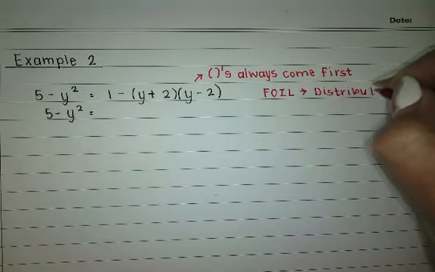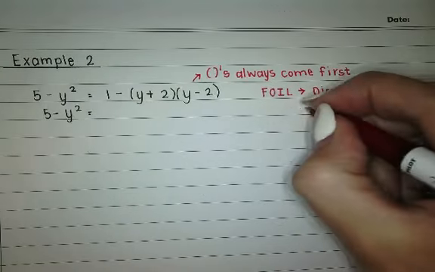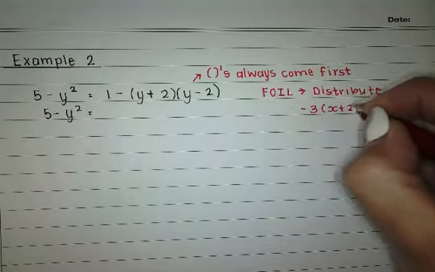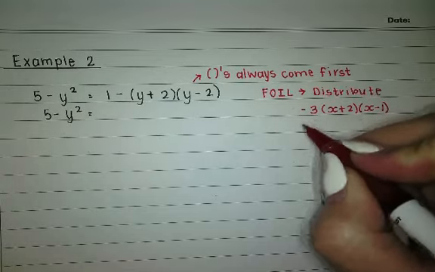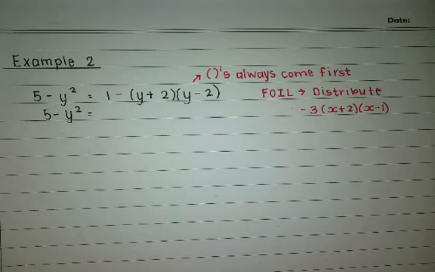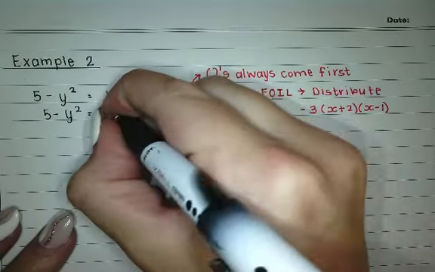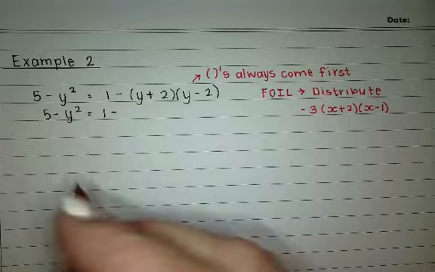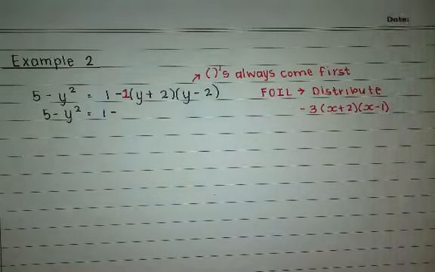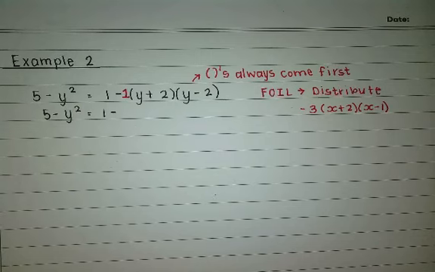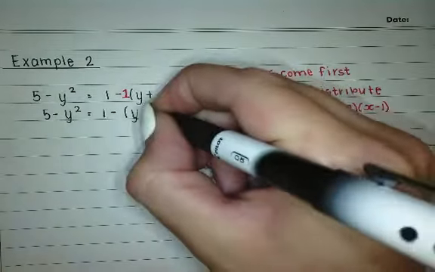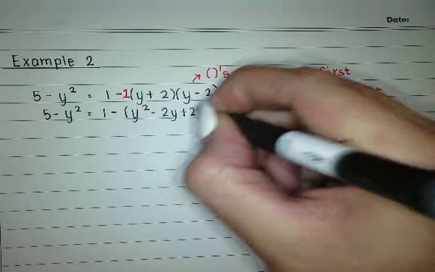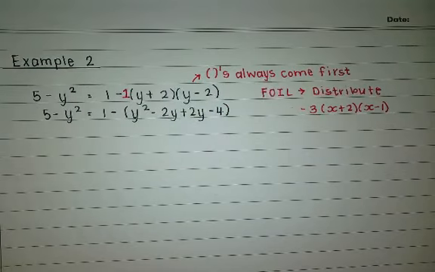So, for example, if I had negative 3 on the outside and then I had x plus 2 and x minus 1, you are first going to FOIL and then you're going to distribute. If you have a number with FOIL together, FOIL comes first and distribution comes second. So we're going to have 1 minus, we still have to distribute this negative 1 into my bracket after we FOIL, so we keep it in the brackets. Bracket y squared minus 2y plus 2y minus 4. I've just simply FOILed.